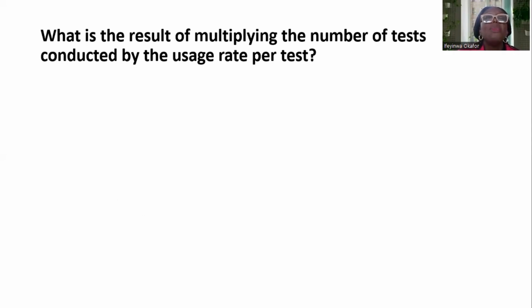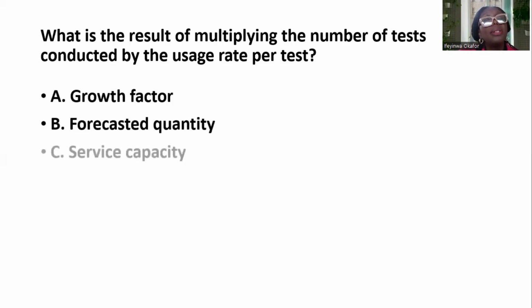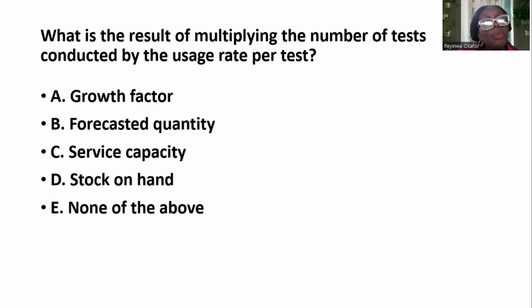What is the result of multiplying the number of tests conducted by the usage rate per test? We have growth factor, forecasted quantity, service capacity, stock on hand, none of the above, and our answer is B, forecasted quantity.